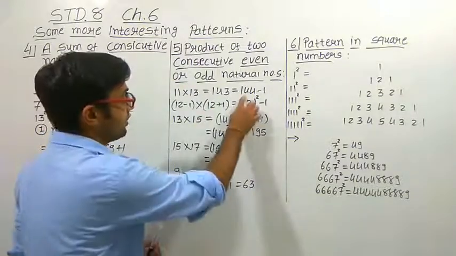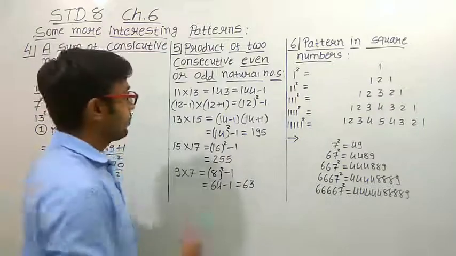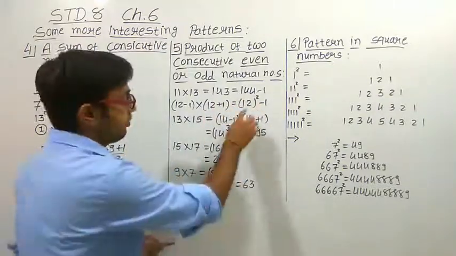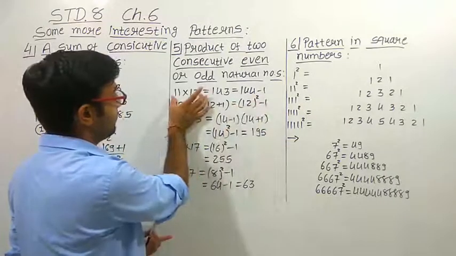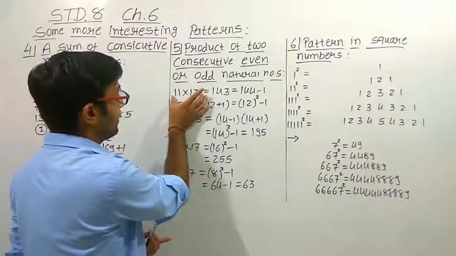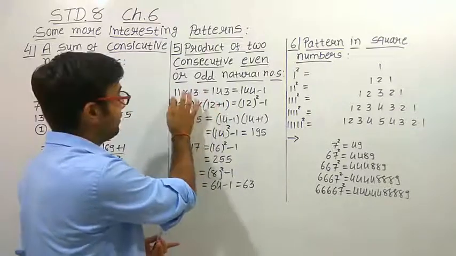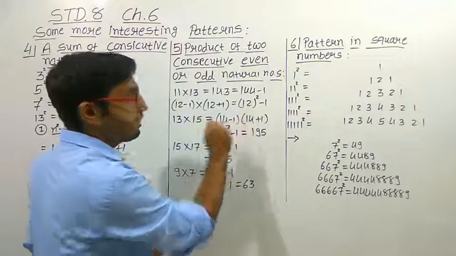And 143 we can write down as 144 minus 1, because 143 means 144 minus 1. And 144 is what? 12 square. So 12 square minus 1 is the multiplication of both these numbers. So what is in between? We get the natural number 11 and 13, we get the 12. So that is what we get here.